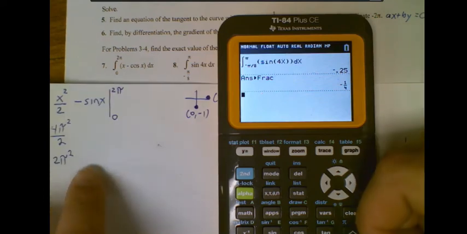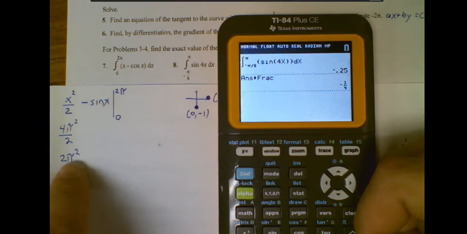Sometimes you end up with stuff like pi in your answer, and you're not going to get that from a calculator, so it's always good to know how to do both.